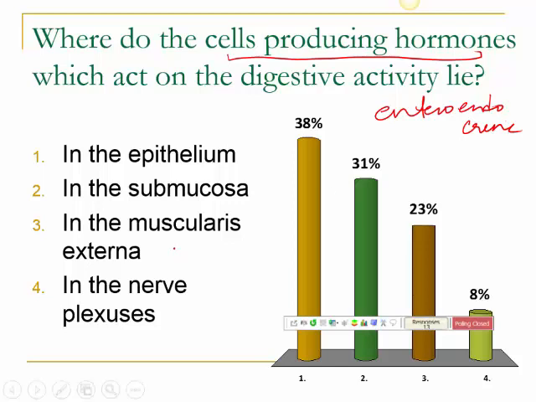In the muscularis externa, this is muscle. This is not going to produce a hormone. The nerve plexuses will produce neurotransmitters. The epithelium is the one which had those cells, enteroendocrine cells.